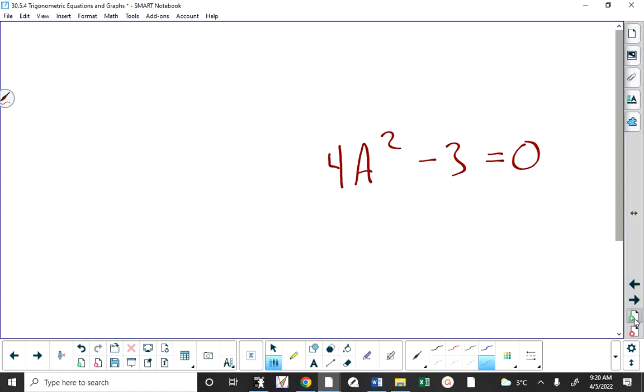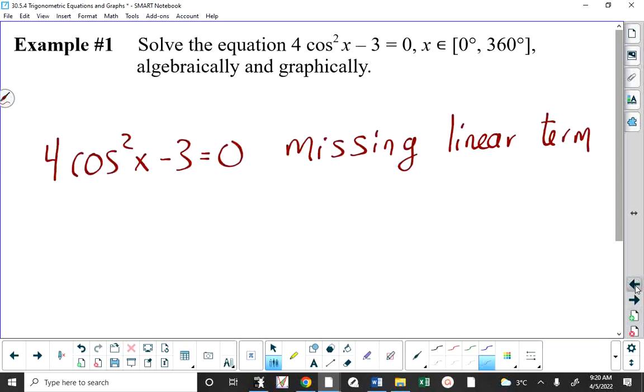There's no linear term. And when you solve a quadratic equation with no linear term, it's really just a matter of you rearranging the equation for the quantity you're trying to solve for. So if I add 3 to both sides and then divide both sides by 4, I get a squared equals 3/4. The next step, of course, would be to take the square root. Okay? But we're not interested in solving this equation. We're interested in solving this equation.